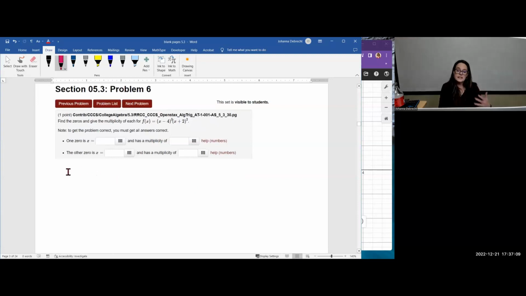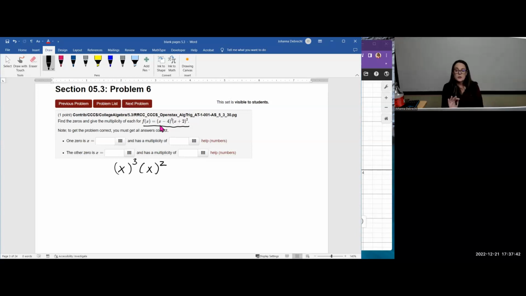It wants us to find the zeros and give the multiplicity for each. Now, it's given it to us in factored form. So what we have here is f of x equal to (x minus 4) cubed times (x plus 2) squared. Now, what does that mean? Well, if I were to multiply this out and take that highest degree term inside each factor, I would have an x being raised to the third power times an x being raised to the second power.